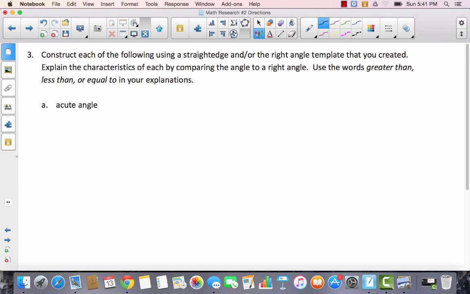So the first thing I want you to do is take your pencil and put the vertex on your paper. Okay, so put your vertex. Then you're going to use your right angle template to trace this base of your angle or this ray. I have a tool here where I can make a perfectly straight line. You don't. I want you to take your right angle template and trace it to make sure that this line is perfectly straight.